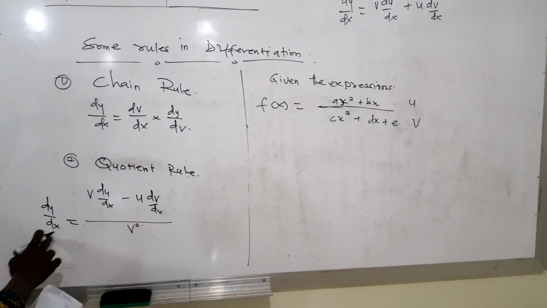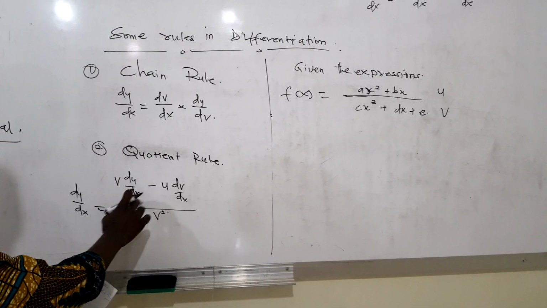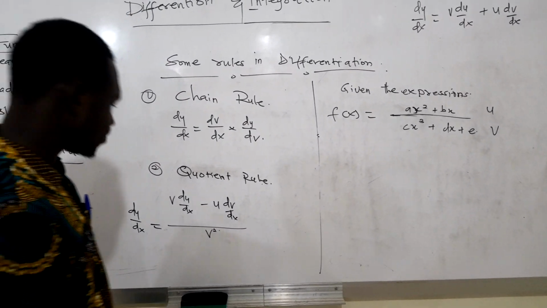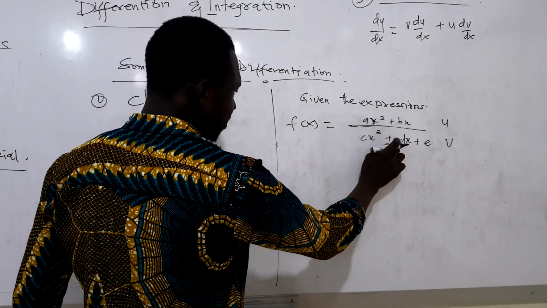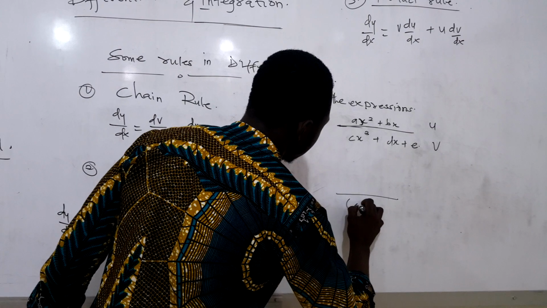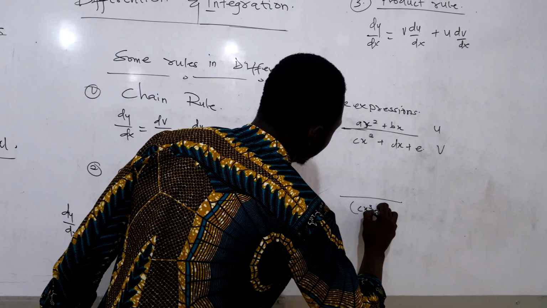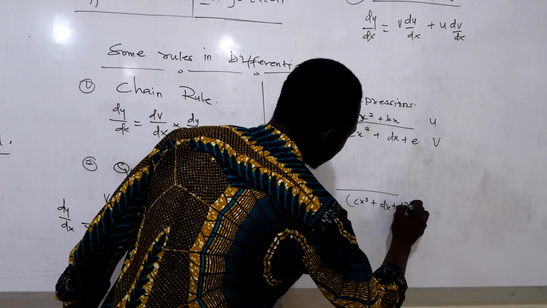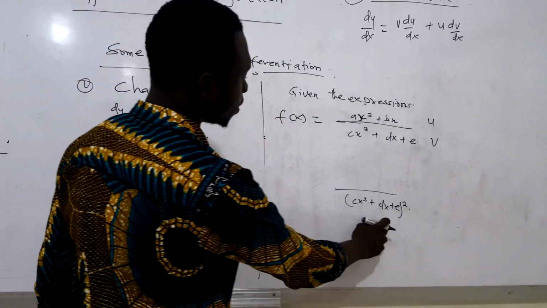That says dy dx is equal to v du dx minus u dv dx, over v squared. And if that is the case, then I'm going to write my v squared to be cx cubed plus dx plus e, all squared, and this is my v, so this is v squared.